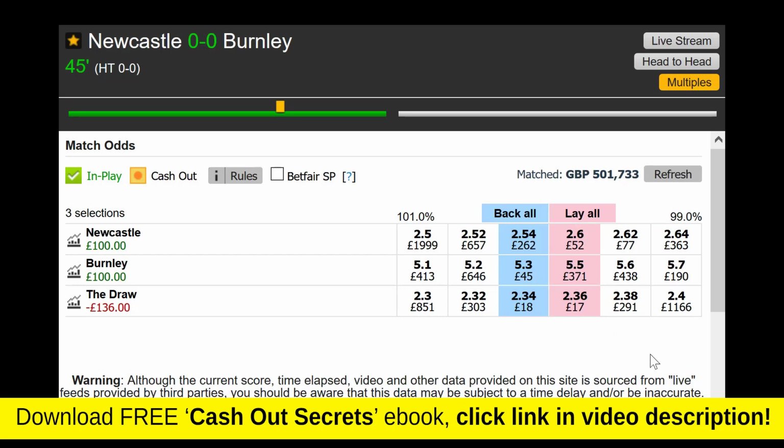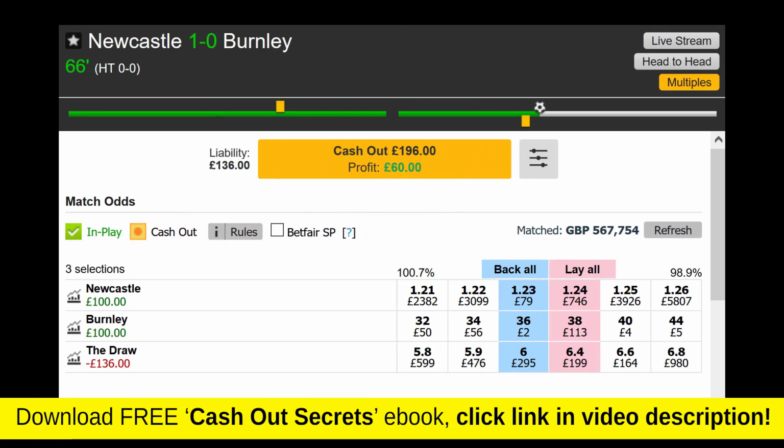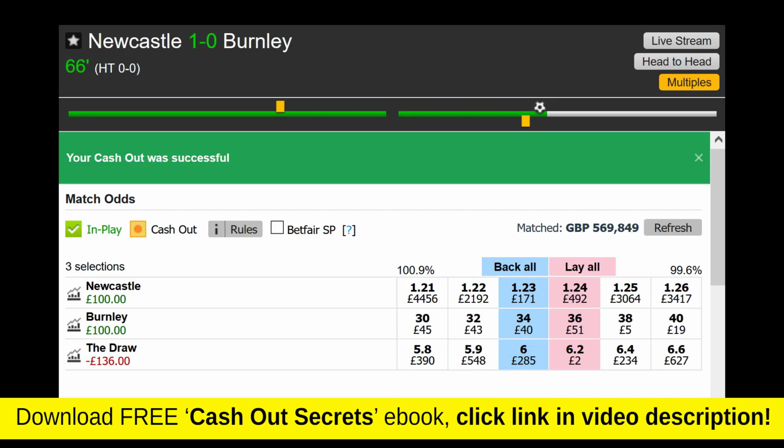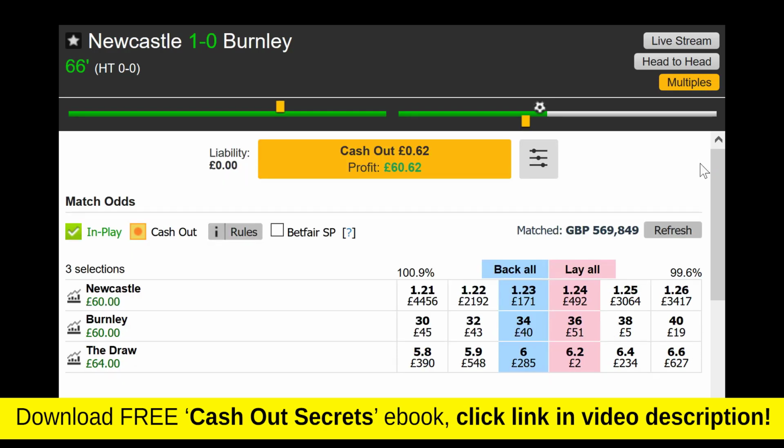So we've seen that Newcastle played well in the first half. We're involved with lay the draw going into the second half, and we're just looking for that goal. And the second half carried on pretty much the same way as the first half. And this time Newcastle have managed to take the lead. So we're just going to cash out on this trade here. The price on the draw has risen to 6. And it's a successful trade. Very successful there. Newcastle 1, Burnley 0.